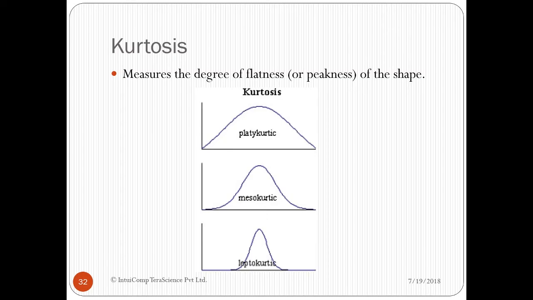There are three types of kurtosis based on their values, namely leptokurtic, a tall and thin distribution, as you can see in the graph. Next is the mesokurtic, which looks almost like a normal distribution. And last but not the least is the platykurtic, which is a flat and wide distribution.